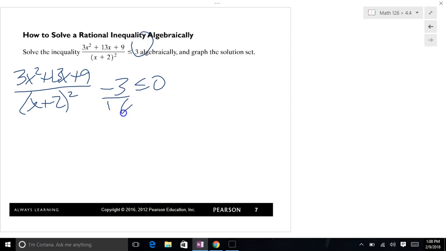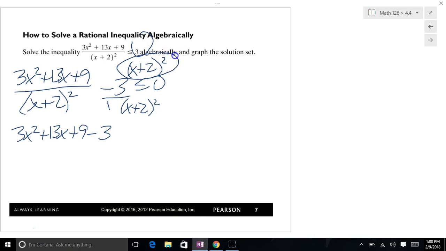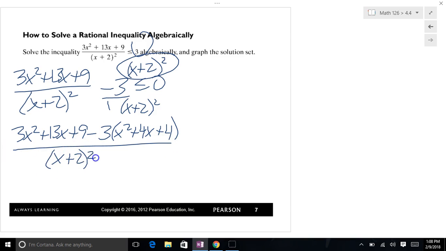Let's put this 3 over 1 and get a common denominator, x plus 2 quantity squared. If I do it to the bottom, I've got to do it to the top too, times x plus 2 squared. So we've got 3x squared plus 13x plus 9 minus 3 times the quantity x plus 2 squared. I'm going to go ahead and FOIL that. That's x squared plus 4x plus 4 if I expand x plus 2 times x plus 2. Now I've got this common denominator, x plus 2 quantity squared.